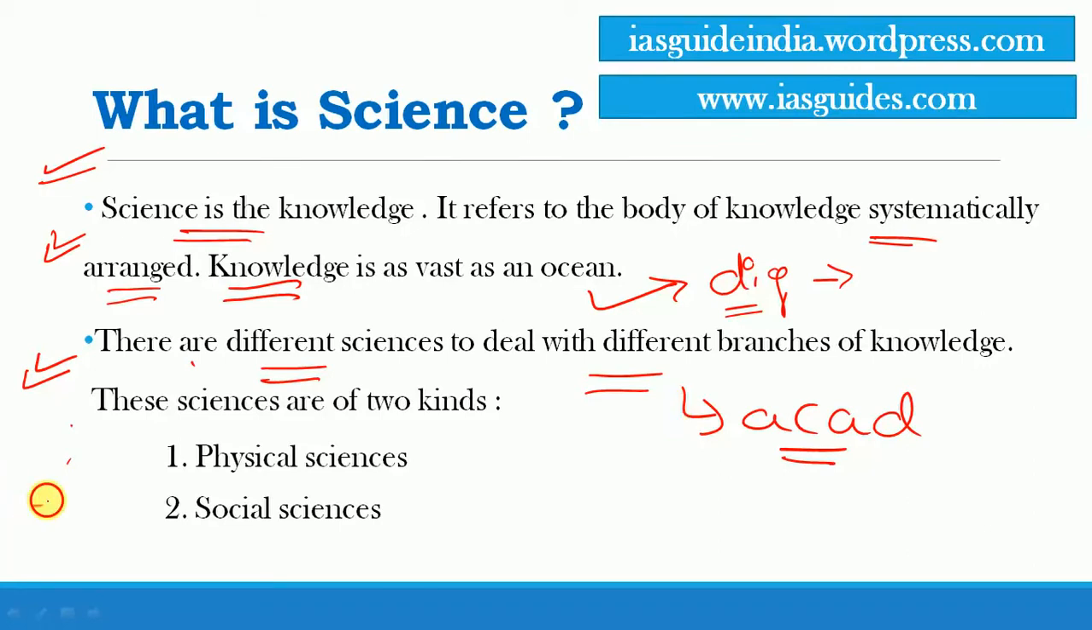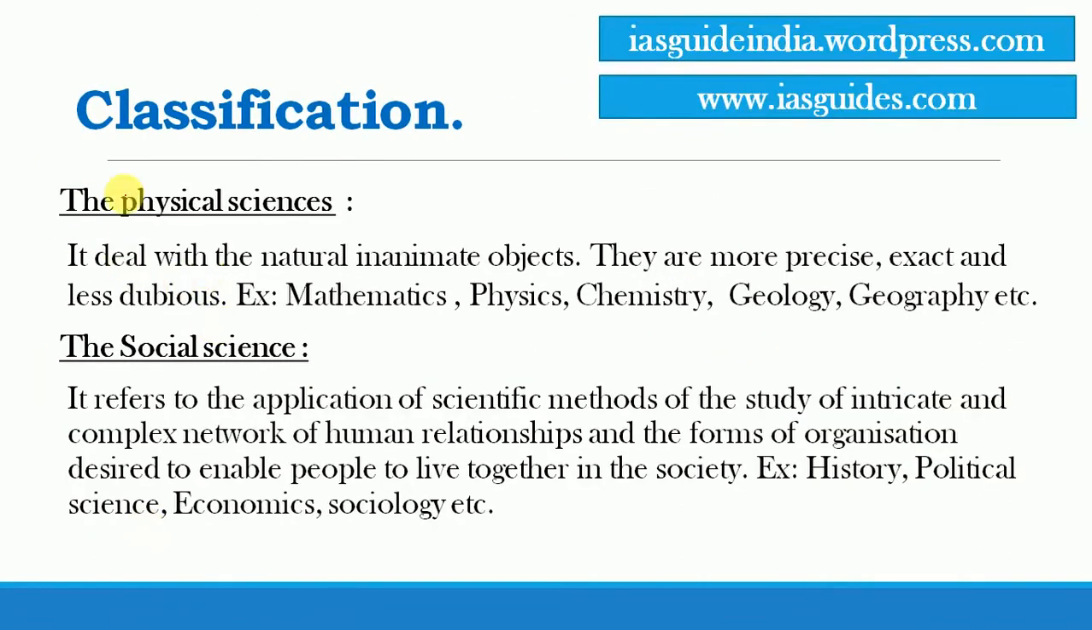For academic purposes we can divide science into physical sciences as well as social science. Let us have a look at what this physical science is. See, physical science deals with natural inanimate objects. The meaning of inanimate objects is non-living objects. Also, the physical sciences are more precise, more exact, and less dubious. That means we'll have less doubt in physical sciences. Examples: mathematics is a physical science, because in mathematics living beings are not studied; we study equations and so on. Physics, definitely no living beings. Chemistry, chemicals. So that is the reason it is a study of inanimate objects.